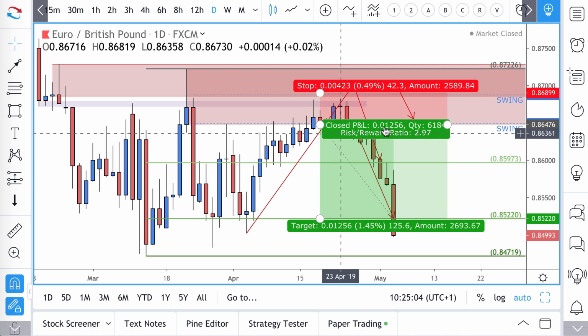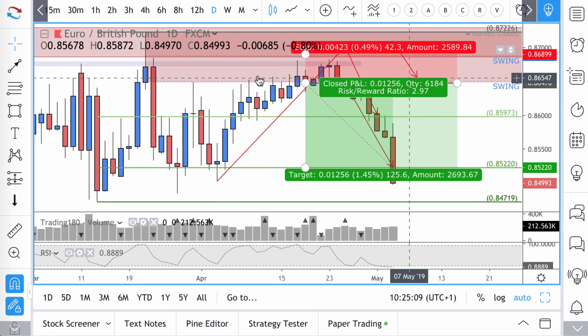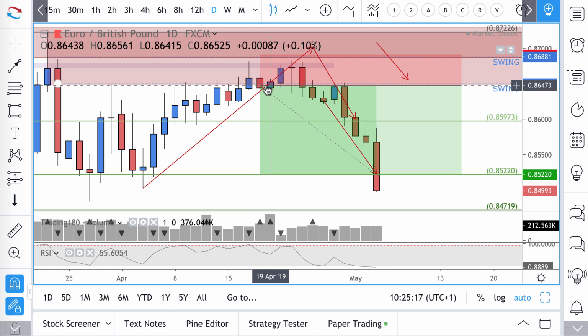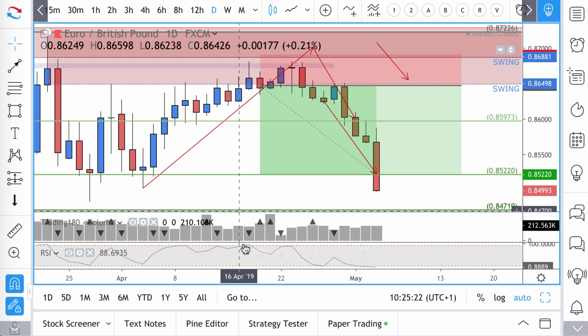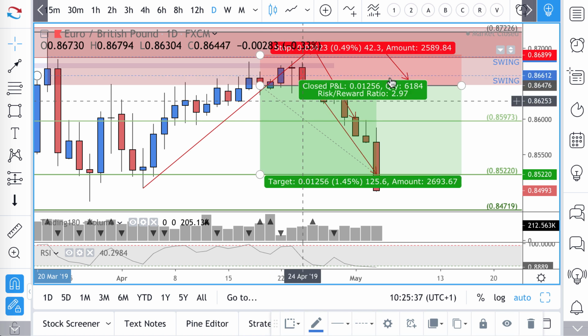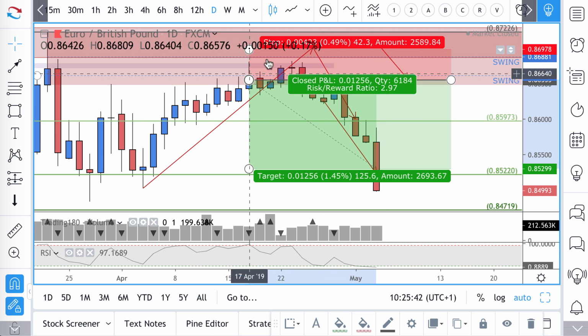Not sure if anyone else got into this trade as well. There were opportunities. I didn't get into this one, I got in on a different entry. My entry was around here, this 0.8643, but there was an opportunity to get in on the volume indicator. You had the RSI at 97, so that was an extreme, and then you had a volume indicator. So on this candlestick here, you could have got an even better risk reward at the close of the day.